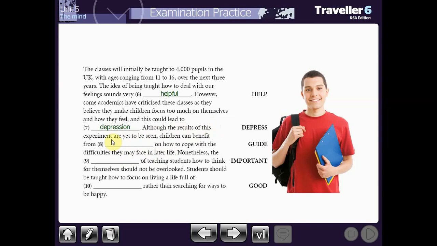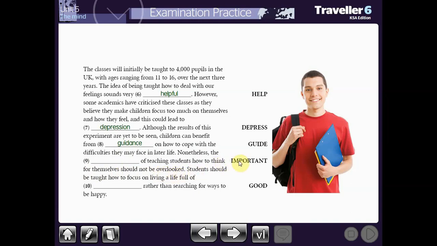Although the results of this experiment are yet to be seen, children can benefit from guides. Here we want a noun, so it will be guidance. Okay, on how to cope with the difficulties they may face in later life. Nonetheless, the of teaching students how to think for themselves should not be overlooked.